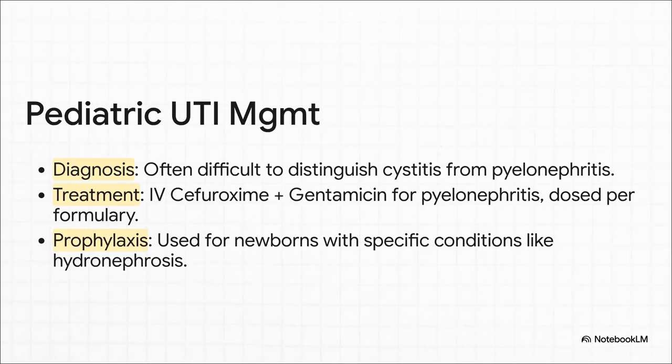Now, kids are a whole different ballgame. In very young children, it can be really tough to tell if it's a simple bladder infection or a more serious kidney infection. Treatment for pyelonephritis is similar to adults, IV cefuroxime and gentamicin, but the dosing has to be calculated with extreme care using pediatric-specific formulas. Prophylaxis is also sometimes used in very specific cases, like for newborns with certain kidney issues.